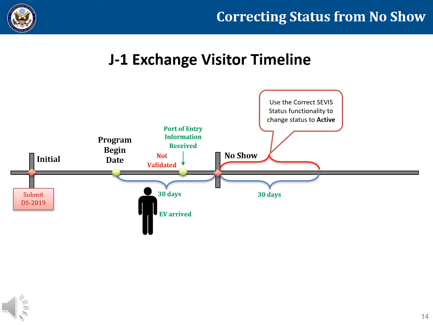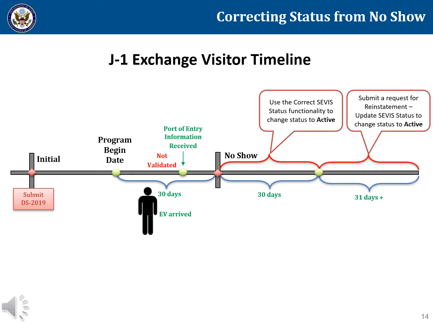The Correct SEVIS Status process for correcting status from no-show is identical to the previously demonstrated process for correcting the status from invalid. If it has been longer than 30 days since the status changed, you must submit a request for Reinstatement Update SEVIS Status. This option requires payment of a non-refundable fee, supporting documentation, and review by the Department of State.